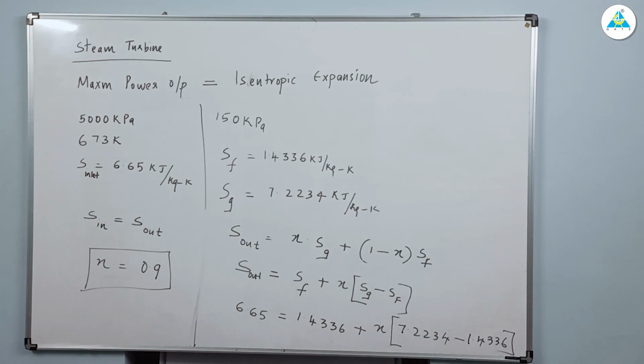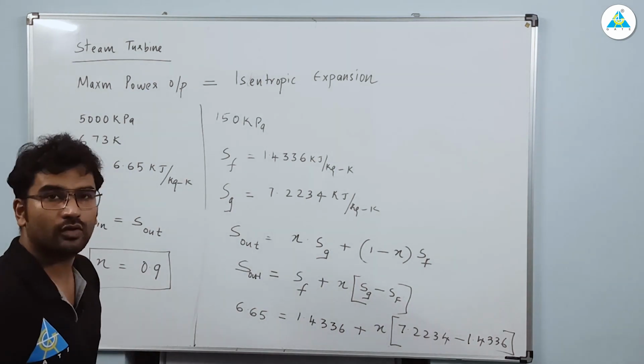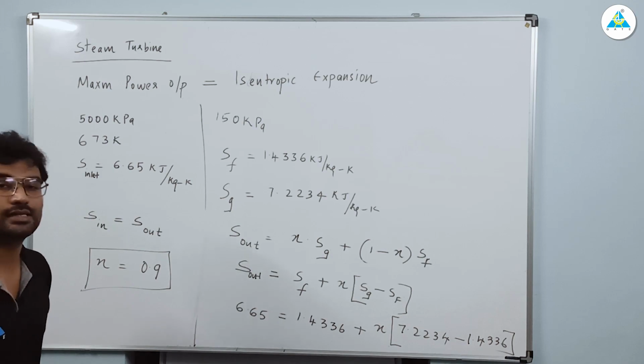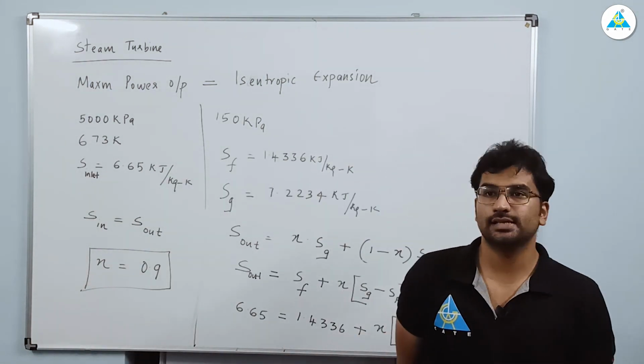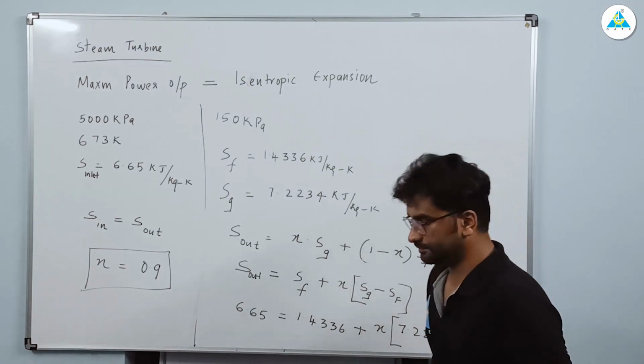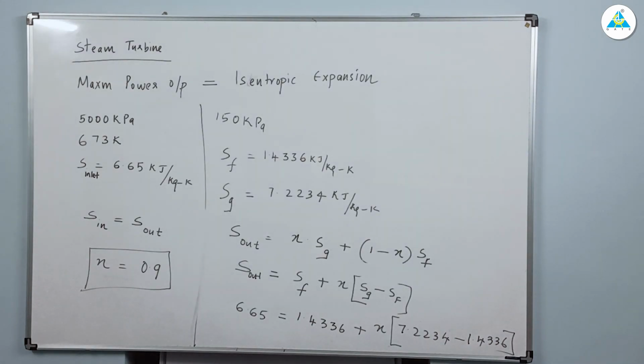Clear? So this is the way we will be solving. I hope all of you are getting it. The only thing you need to remember is that in a steam turbine, whenever they say maximum power output, it should be an isentropic expansion. You need to remember this. Isentropic expansion means the entropy in and entropy out will be the same. Done. So we'll go for the next.